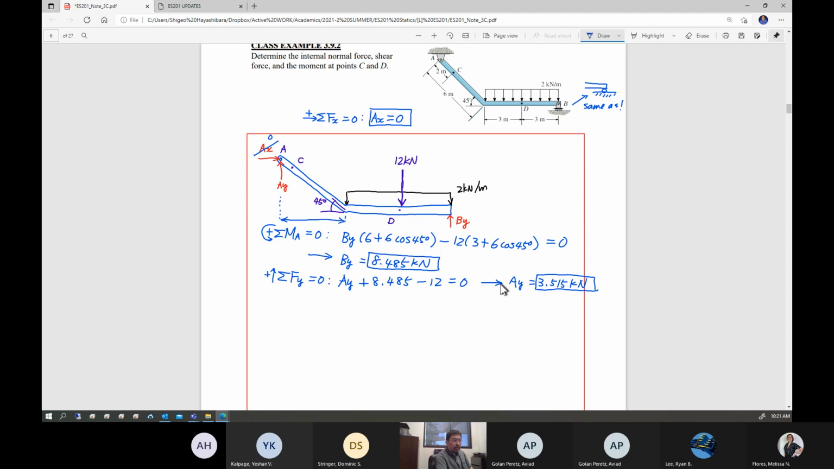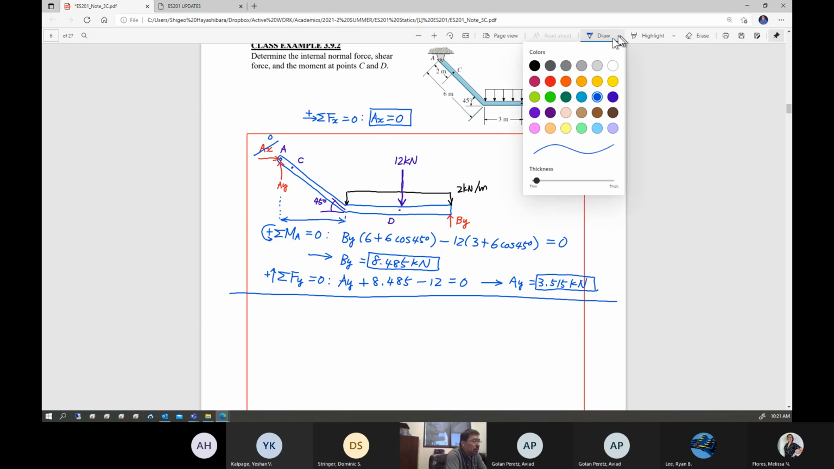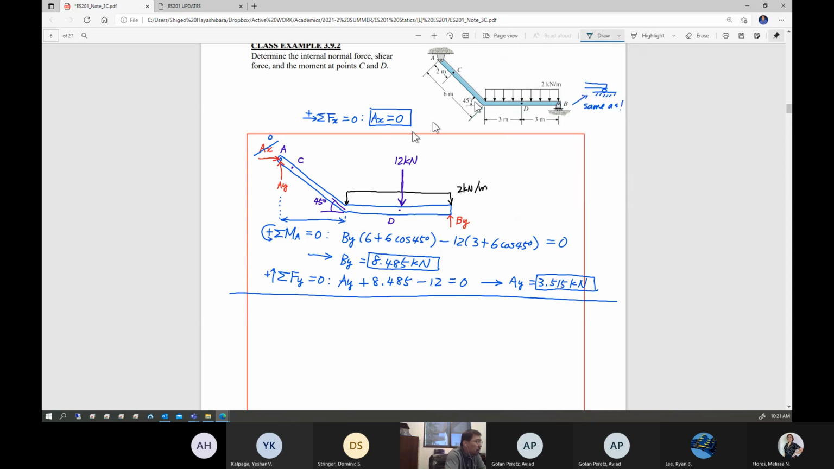Okay. Now the question is point C. So let's just find out point C. So obviously you're going to introduce your cut going through point C. Cut. Then you can either choose this segment or the entire rest of the segment as a free body diagram. I'm going to choose probably this one because it looks much easier. And then you're also going to cut through point D.